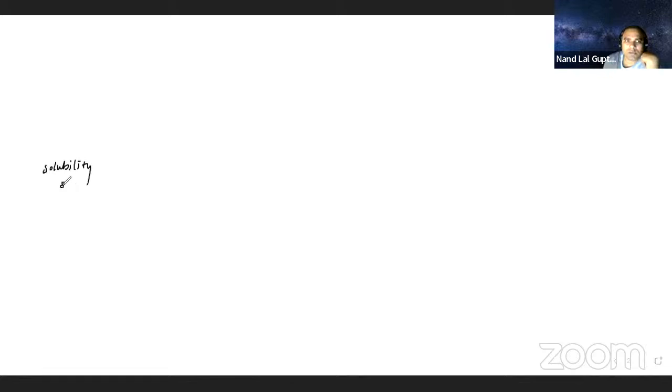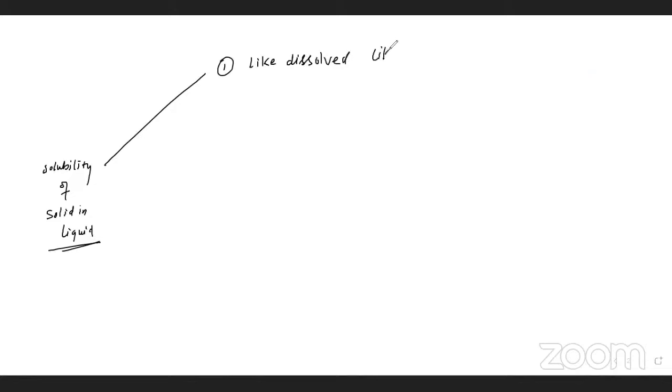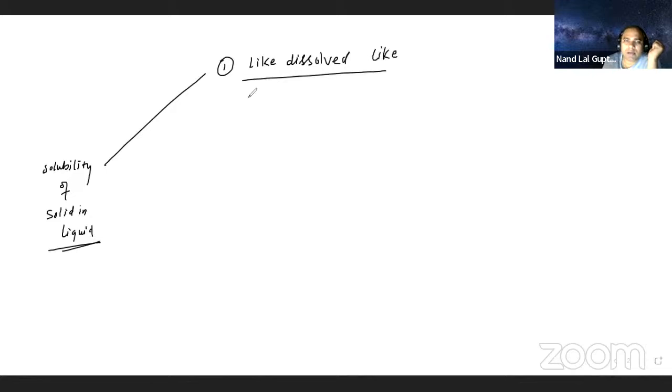Okay. Solubility of solid in liquid. You are almost correct, but a few things you are missing. Not 100% you are telling. First, the rule is like dissolves like. You must have read this one, like dissolves like. What is the rule saying? Polar dissolves in polar, yes or no? And the second one is non-polar dissolves in non-polar. What do you mean by this?